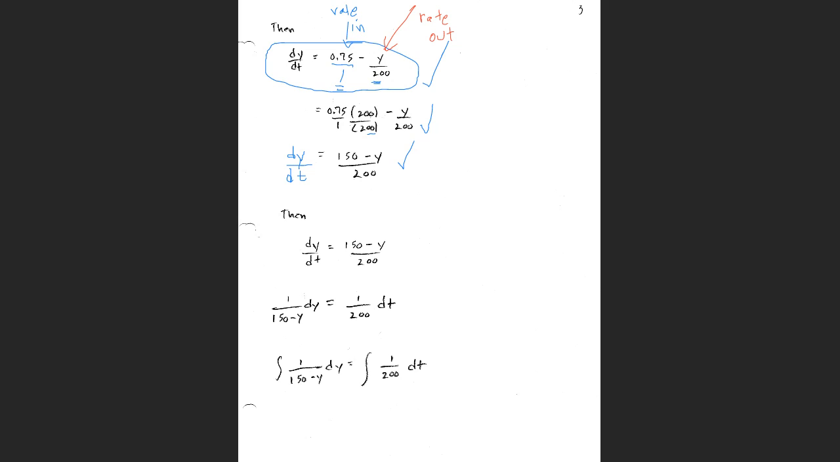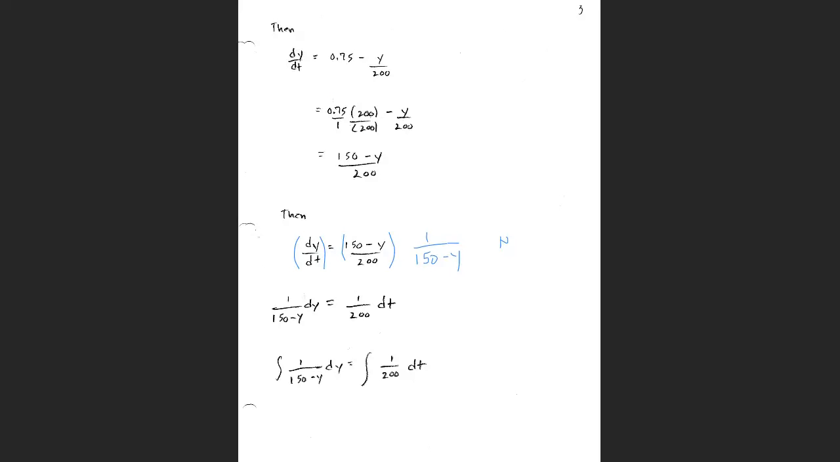All right, well then we go ahead and we separate the variables. Generally I like to have my y variables on one side, on the left side. So what I'm going to do is multiply both sides of this differential equation by 150 minus y.